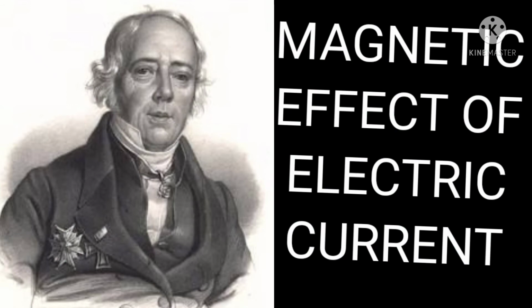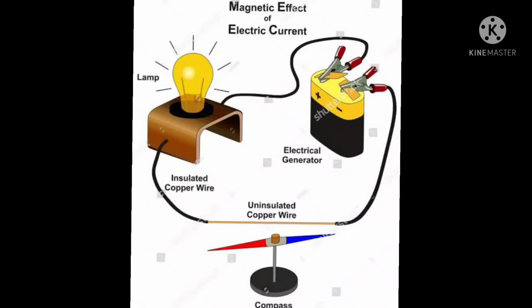Magnetic effect of electric current was discovered by Hans Christian Ørsted. Consider this circuit. In the circuit, there is a compass needle nearby. When electricity passes through the circuit, the compass needle deflects, which means that from electricity we can produce magnetism. This effect is called magnetic effect of electric current.